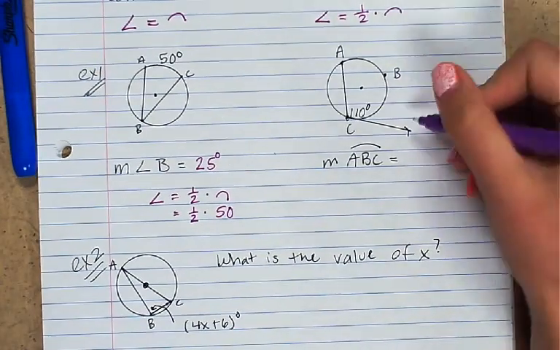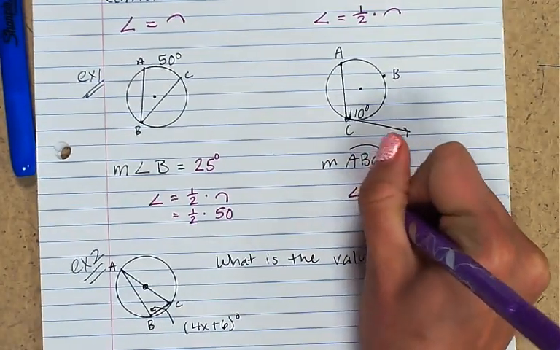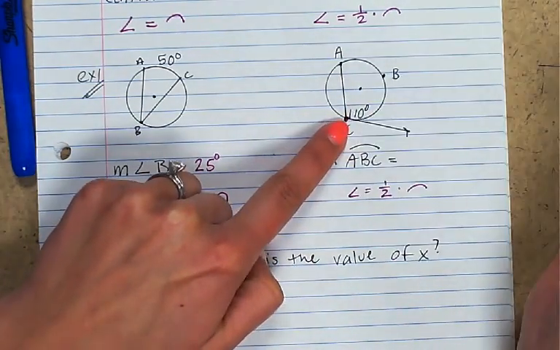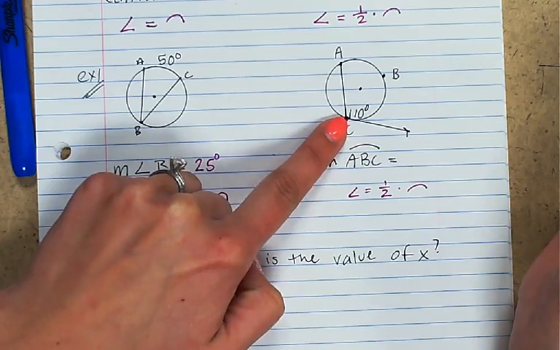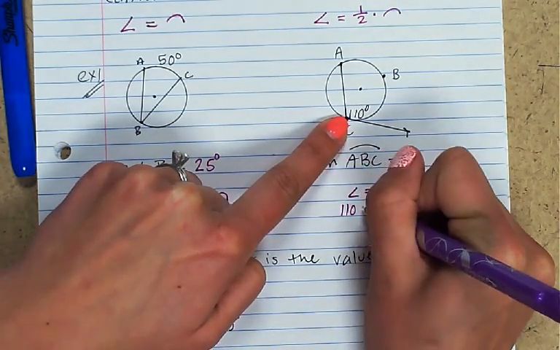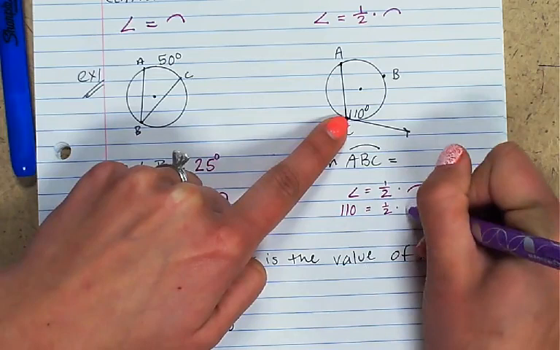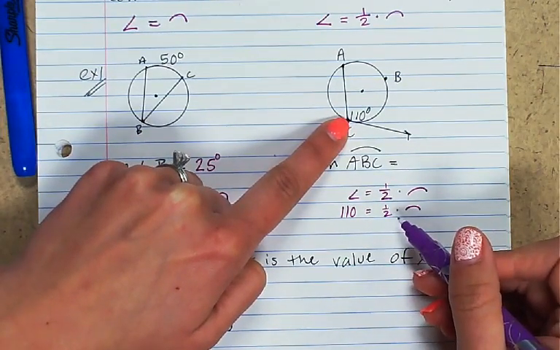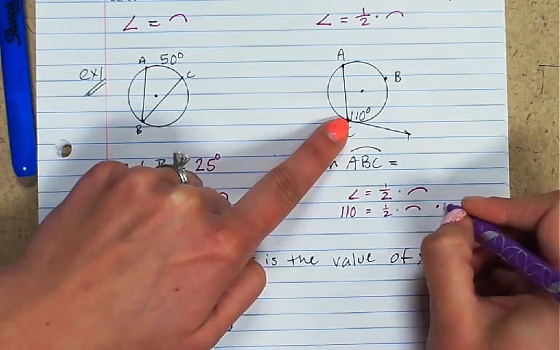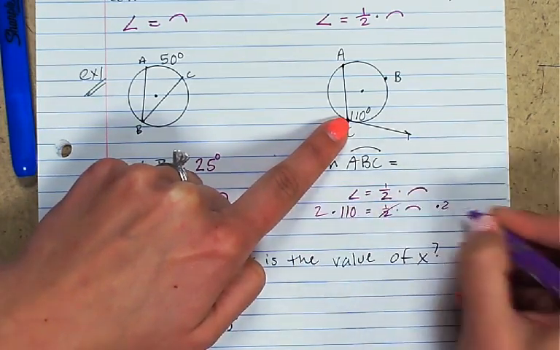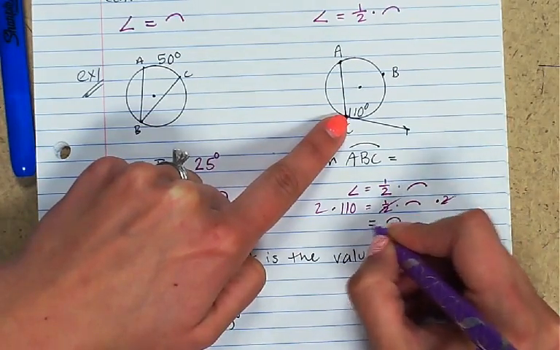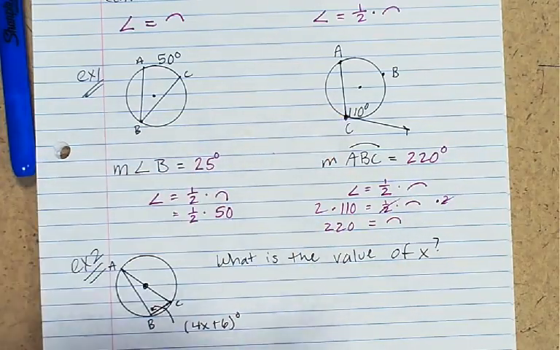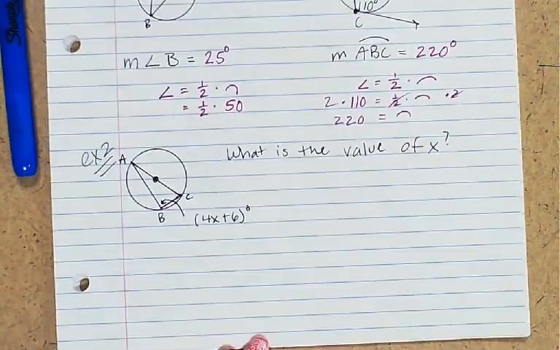The second one, we're trying to solve for the arc. Again, the angle is half of the arc because our vertex is right here on the side of the circle. So on this one, we know what the angle is. It's 110 degrees. And to undo this multiplying by a half, you can just go ahead and multiply by the reciprocal. So I'm just going to double both sides. Half of 2 is 1. So we know that the arc is 220 degrees. So the arc is twice the size.